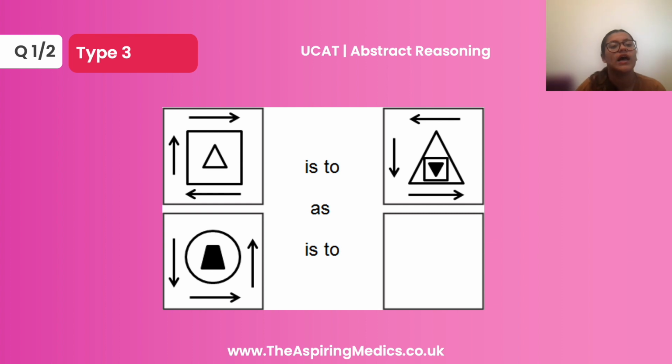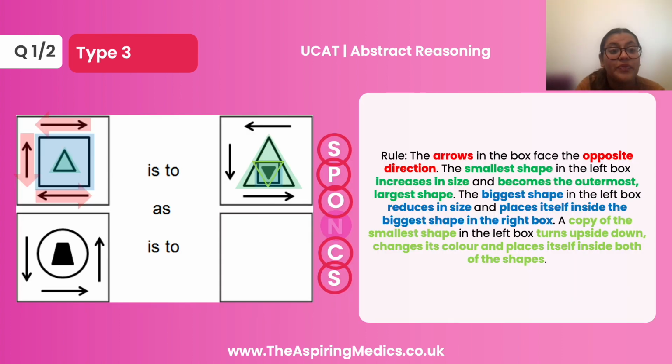So again, at first glance, I can see that there's 2 shapes in the middle, there's 3 arrows around it, and the second shape now has 3 shapes in the middle. And again, there are 3 arrows, but they're in different orientations. So when we look more closely, we figure out that the rule is the arrows in the box face the opposite direction. So in the second box, each arrow faces the opposite direction as compared to the first box.